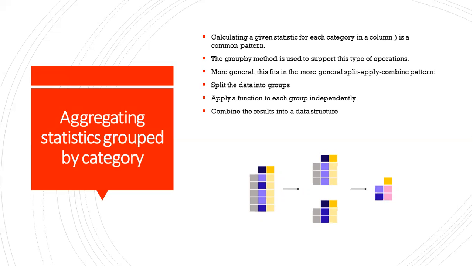Now we will discuss aggregating statistics grouped by category. Calculating a given statistic for each category in a column is a common pattern. The groupby method is used to support this type of operation.